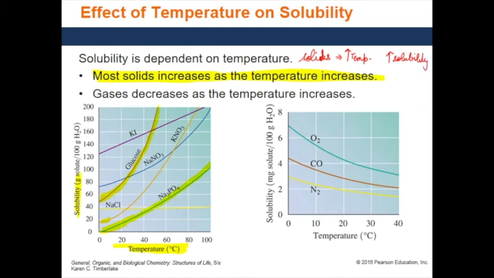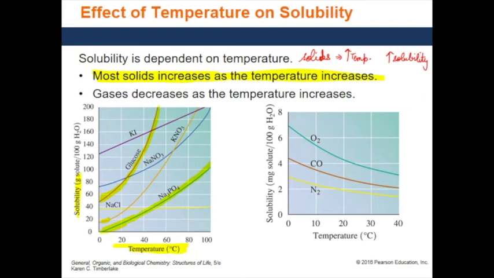But gases behave differently. For instance, if you take a can of Coke and you open it and leave it at room temperature, and then you have the same can, we open it up and put it in a pan and start heating it up, or you put it outside in the sun. Which one is going to get flat first? The one that is put outside, the one that is in heat.